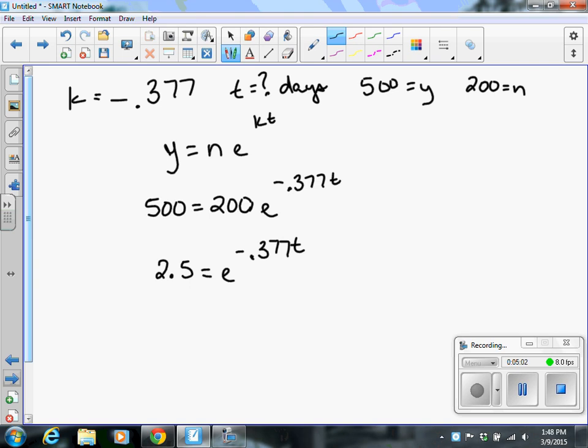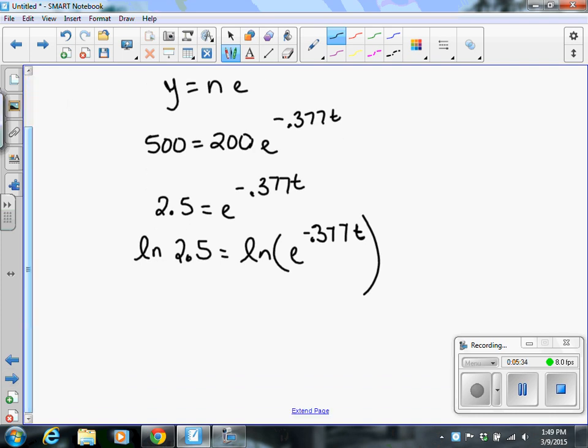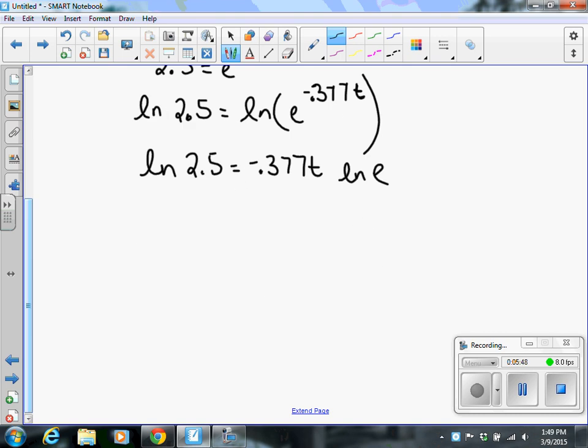All right, because we're dealing with e to the power of something, we're going to be looking at the logarithm, a natural log. So with that being said, I'm going to take the natural log of both sides. And we know from previous experience that the exponent for the natural log of e can actually be moved to the outside. We also know that the natural log of e is just 1. Well, how am I going to get that t by itself? I'm going to divide it by negative 0.377. And that'll give me my t in days.